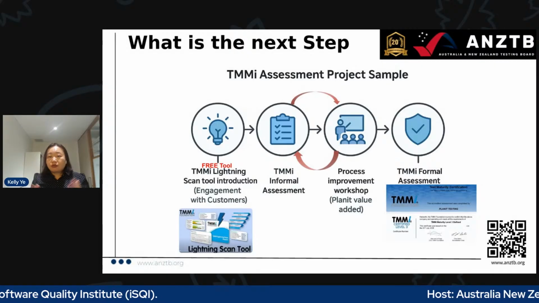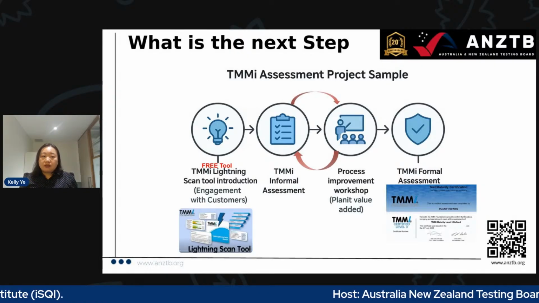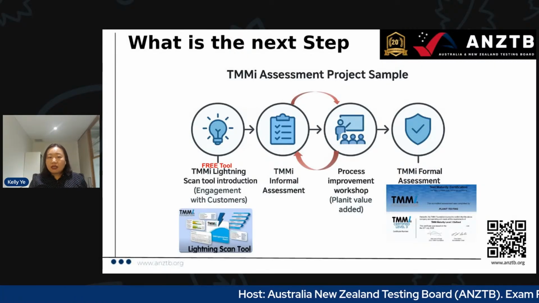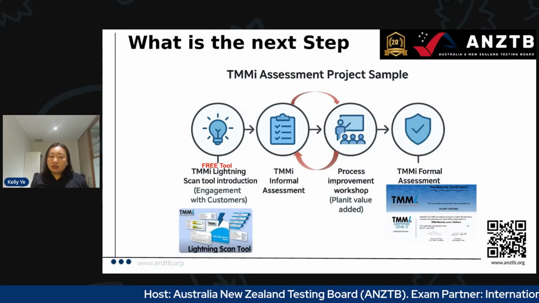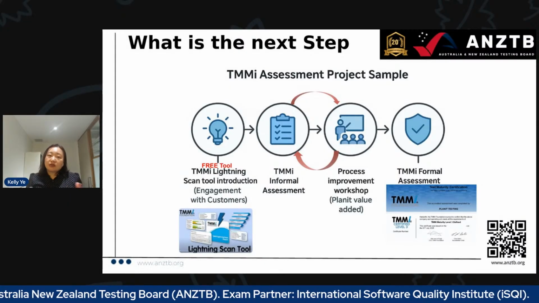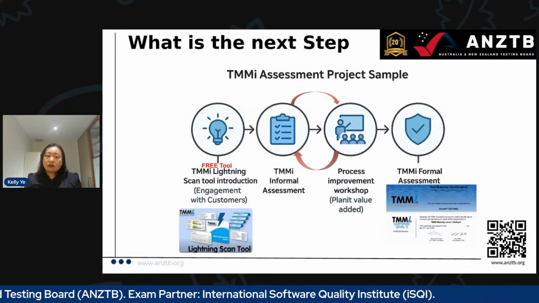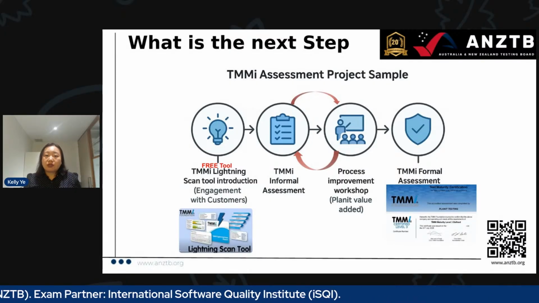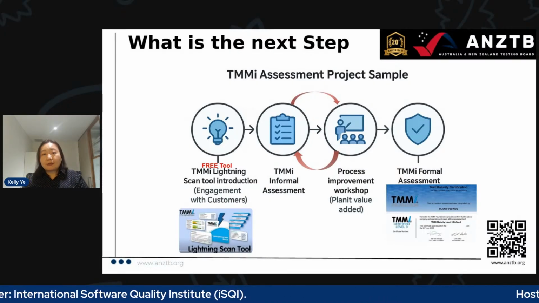So are you ready for that? Does your testing team have the process? Do you need to improve or optimize your test organization? All of this can be done when you have your informal assessment and formal assessment.